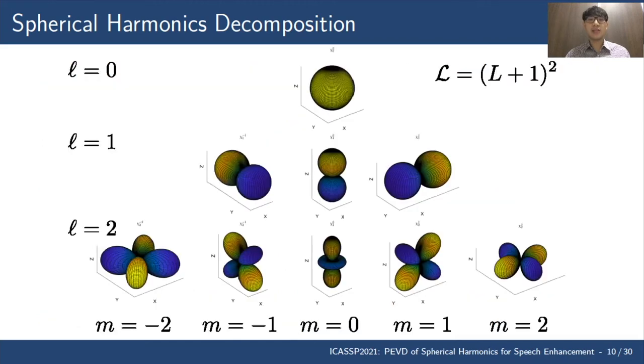This slide visualizes the spherical harmonic basis functions. For an order 1 approximation of the sound field, there are 4 eigenbeams, and similarly, for an order 2 approximation, we will have 9 eigenbeams.